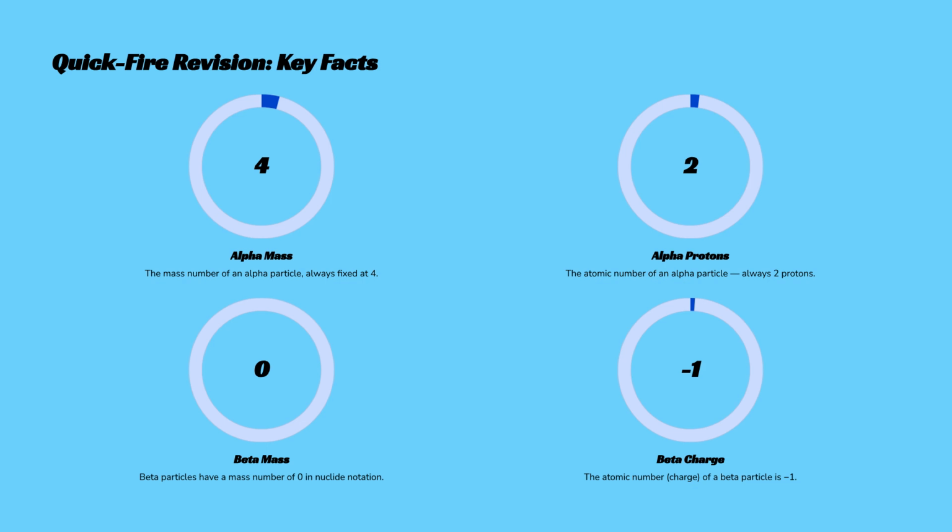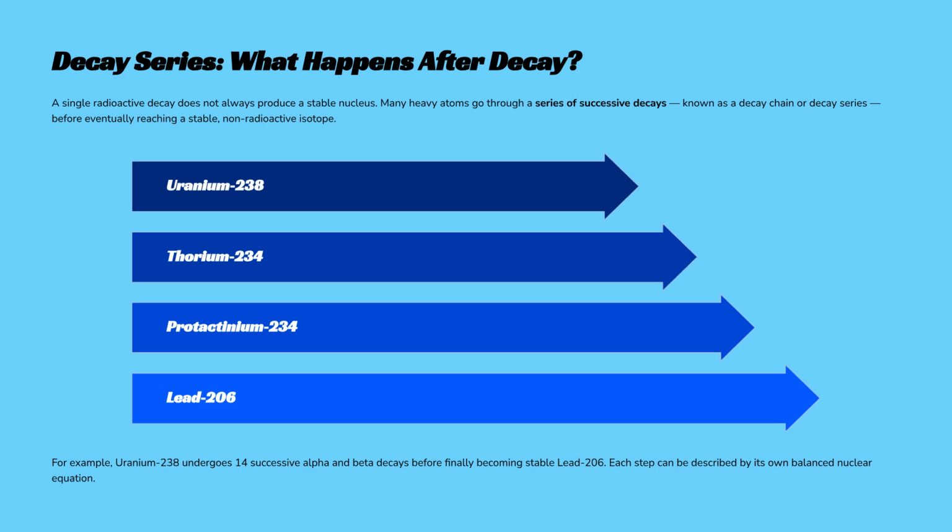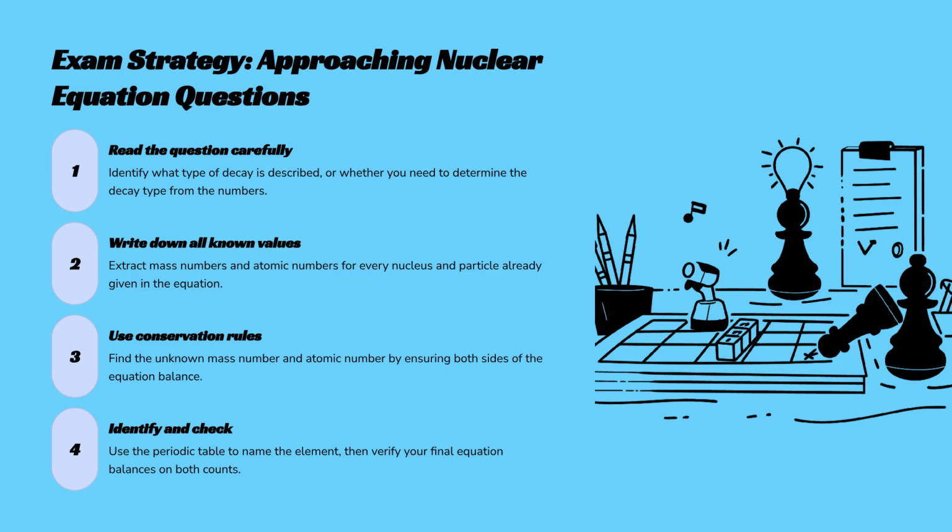For quick revision, remember these values. An alpha particle has a mass of 4 and 2 protons. A beta particle has a mass of 0 and a charge of -1. Many heavy elements don't reach stability in one step. They undergo a decay series, a chain of successive alpha and beta decays, until they eventually become a stable isotope, like lead-206. When answering exam questions, follow these 4 steps.